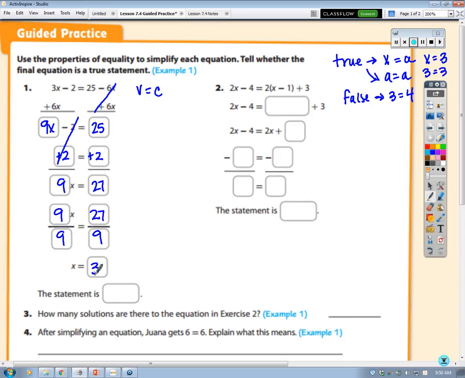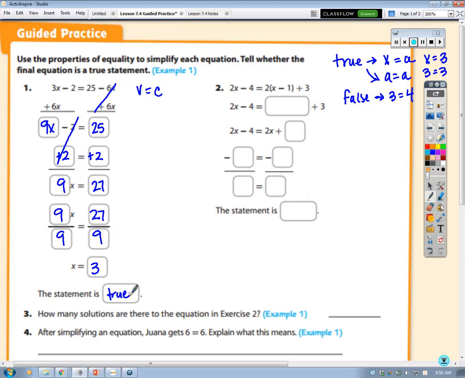Exactly, yeah. Because you can solve this equation. You have a solution. There is one point of intersection if you were to graph these lines. So this is a true statement. If you were to plug this back in, you could see that it makes a true statement.